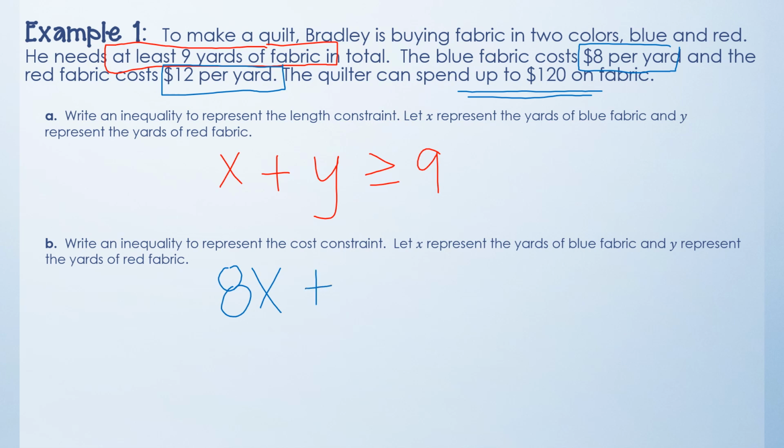in addition to the red fabric, which is $12 per yard. They are both getting a variable because they are both rates. We're paying for the blue fabric, which is X, and the red fabric, which is Y. And then the quilter can spend up to $120. So that would represent a budget. That would mean that he can't go over $120. So my inequality for my second one would be less than or equal to 120.